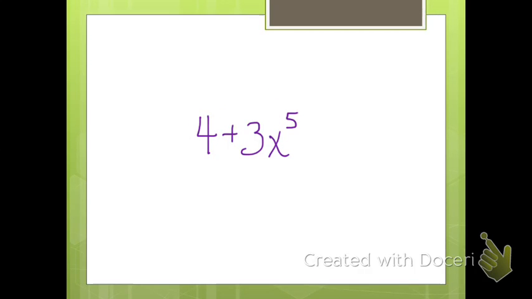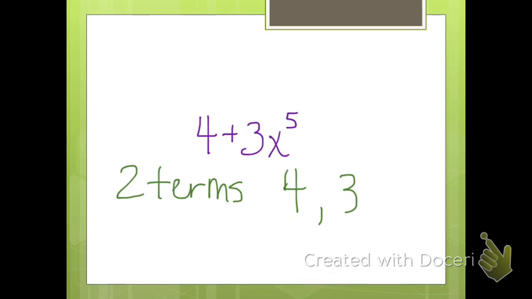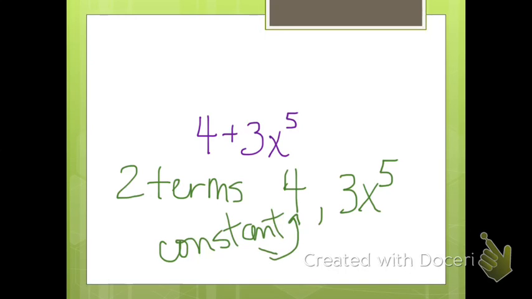Okay, so this expression has 2 terms, and they are 4, the first term, and 3x to the 5th, the second term. Terms, remember, in an algebraic expression like this, are things being added together. So there are 2 terms. 4 is a constant term, and 3x to the 5th is a variable term.